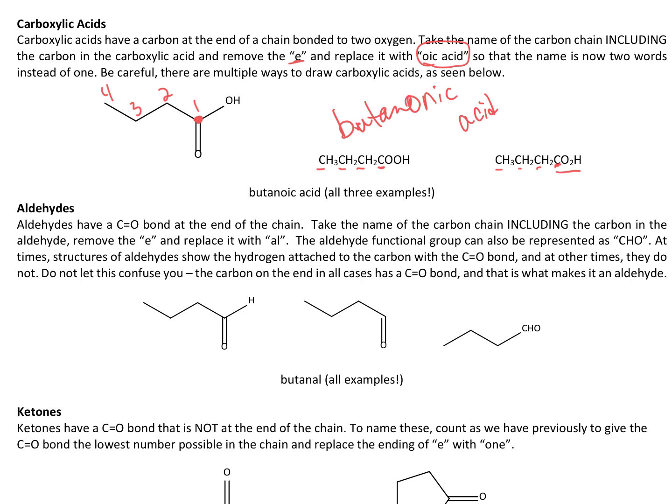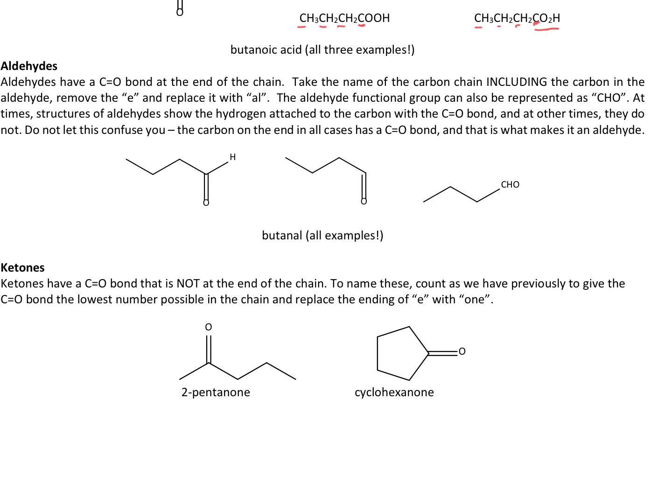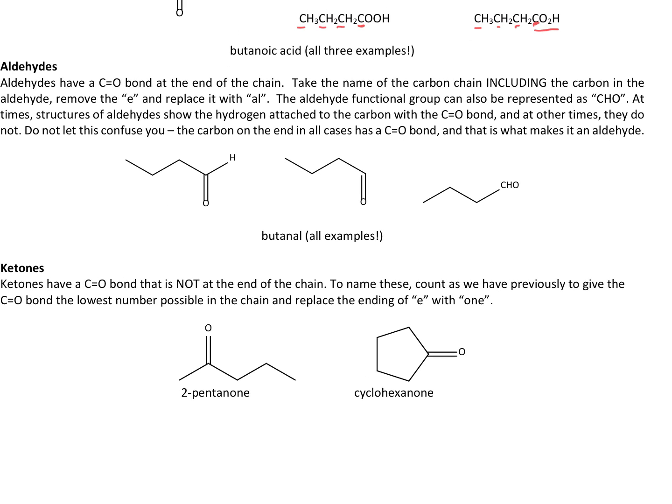If you had 5 carbons, it'd be pentanoic acid. 6 would be hexanoic acid. Where I see the most issues with this, it's real easy to forget to count the carbon that is involved in the COOH. So don't forget to count that. It still exists. It's important. Okay. Sorry, let me scroll this up.